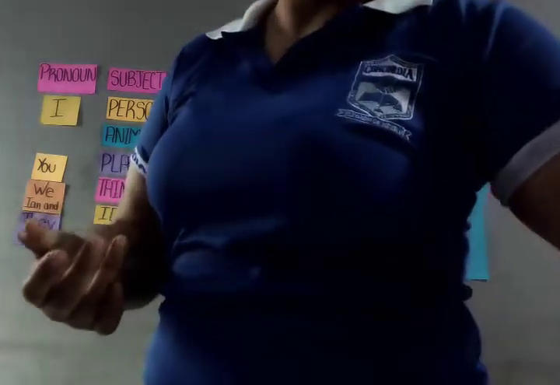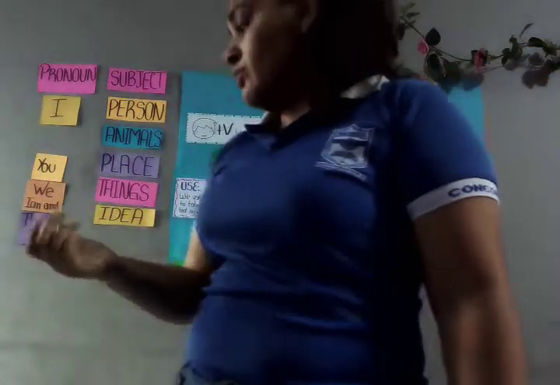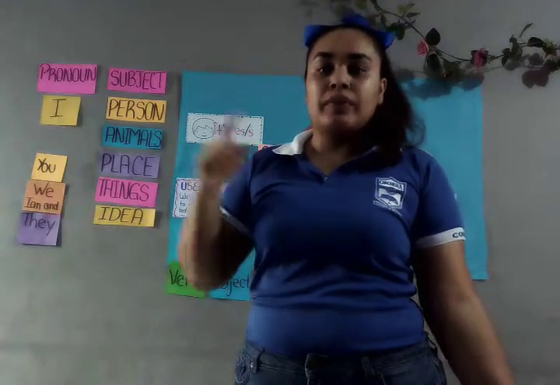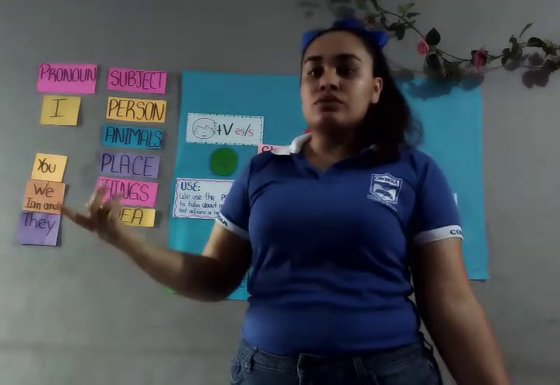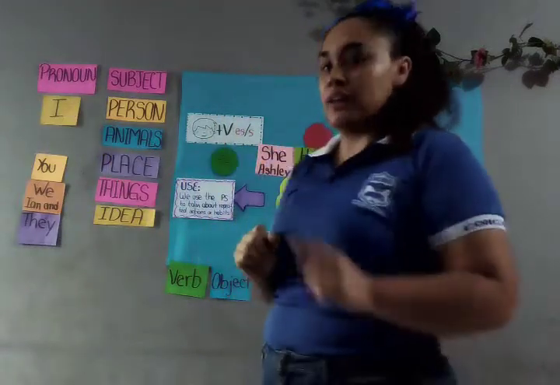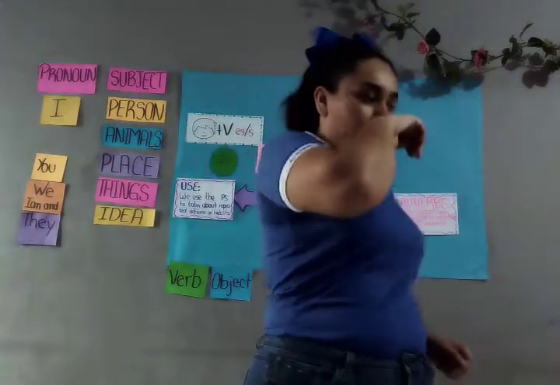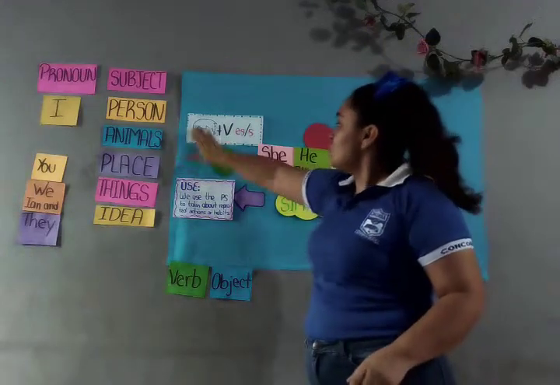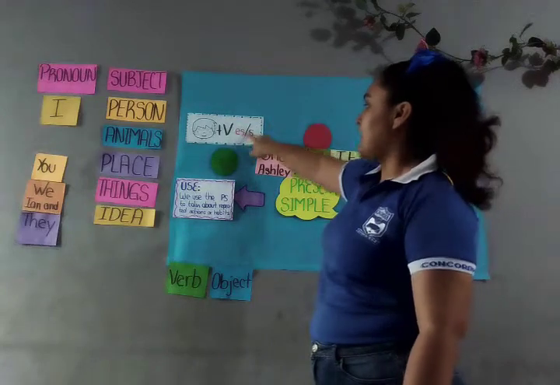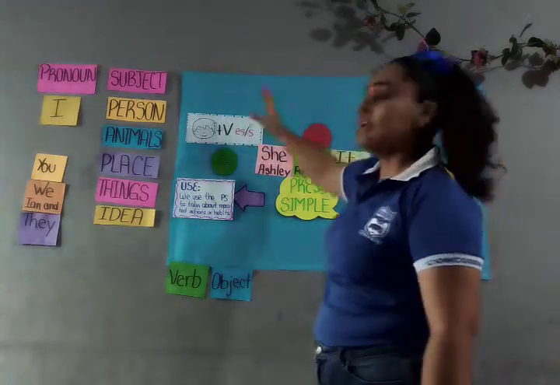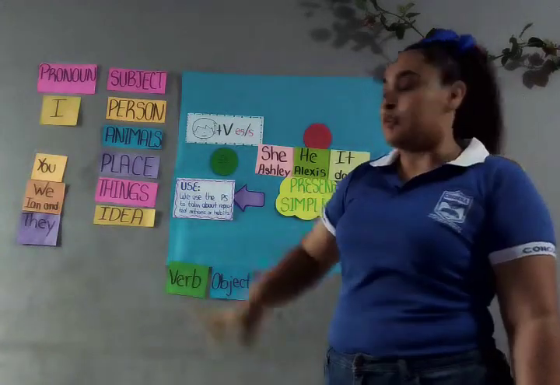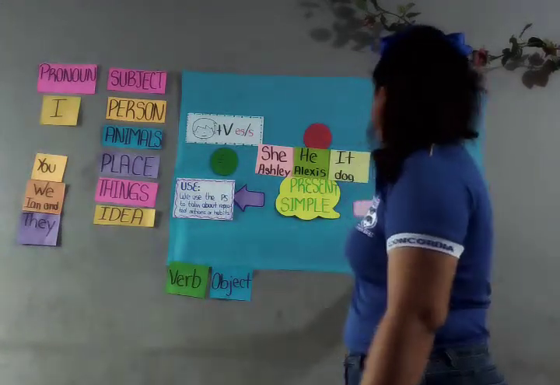And s, like runs. For example, she runs in the park. She walks or he walks in the street. So you have to add an s at the end of the verb. Okay, so subject, verb, followed by the es or s. Okay, and then the object. And we're gonna add an adverb. Adverb right here.